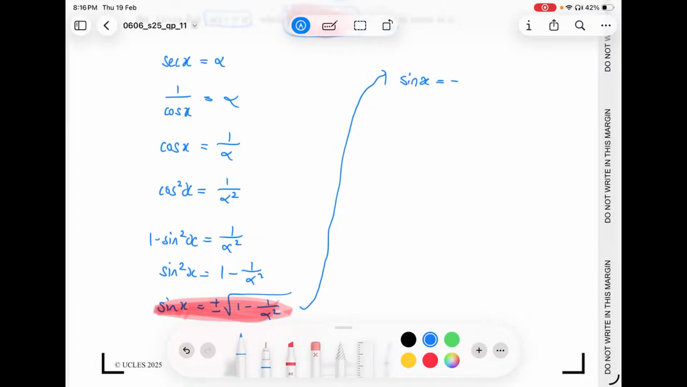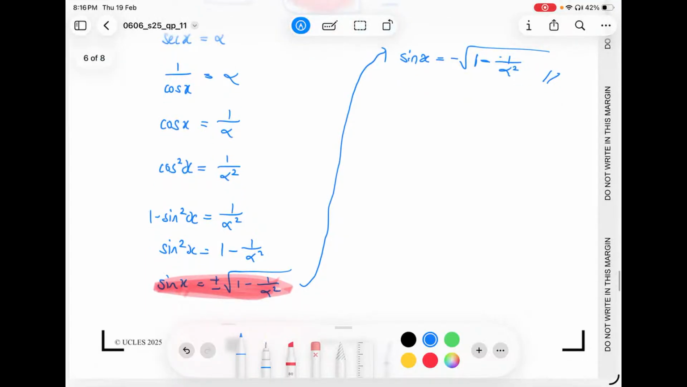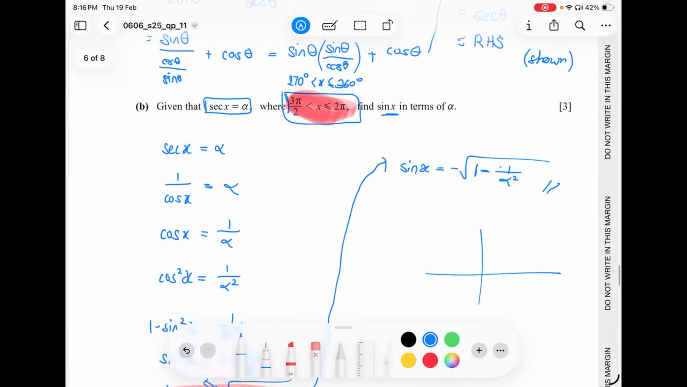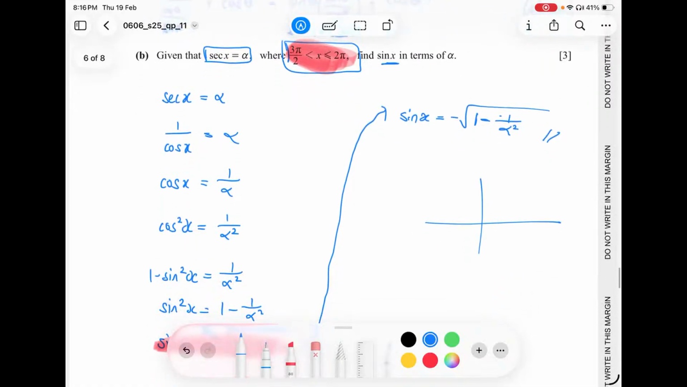So sine x is going to be the negative square root of 1 minus 1 over alpha squared. That's going to be your final answer. Just remember to omit the positive because of the four quadrant rule and the domain given. Your domain is from 270 degrees to 360 degrees. In that domain, you only have the negative values of sine x, not the positive ones.